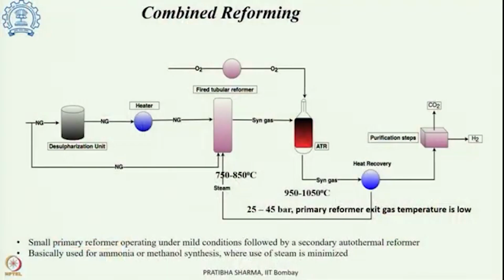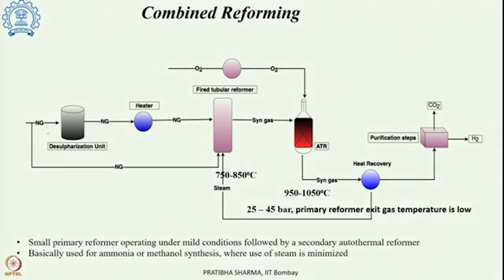In combined reforming we have a primary reformer, which is a smaller fired tubular reactor, and then we have a secondary reformer. So the partially reformed gas from the primary reformer goes to the secondary reformer, and we can get the desired gas composition. Now let us look at the process.